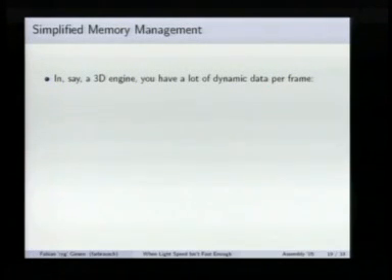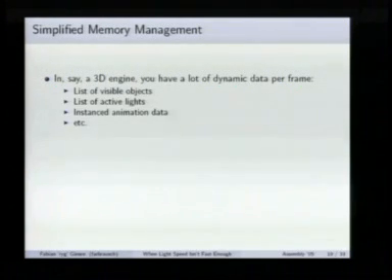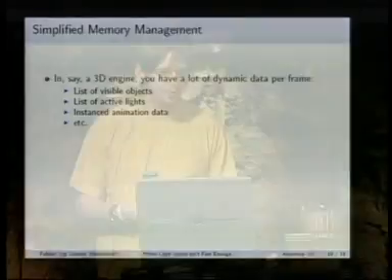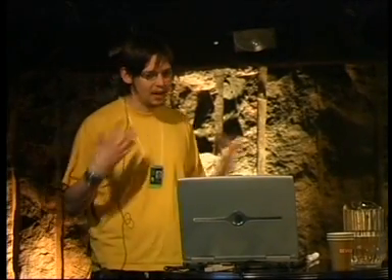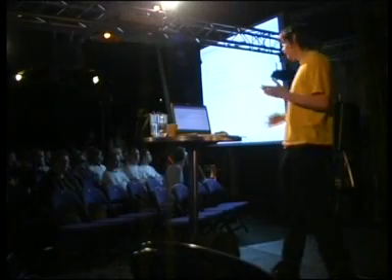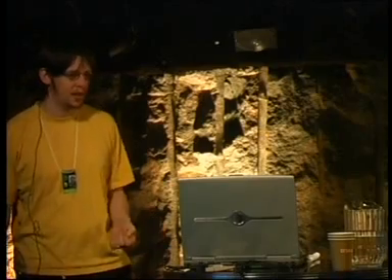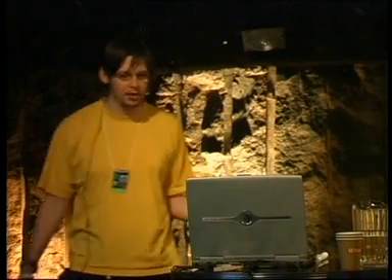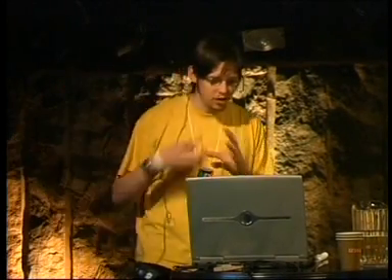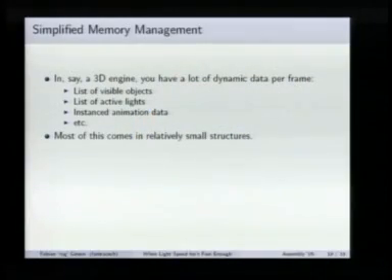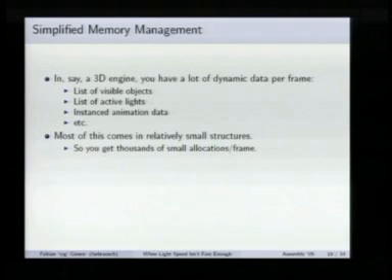In, say, a 3D engine, there's a lot of dynamic data you build up and throw away during the course of each frame. For example, stuff like the list of visible objects, the list of active lights, instance animation data, and all the management information relating to it. That's all stuff you build up during each frame and then throw away afterwards. Most of this is relatively small structures, say a few integers, maybe a pointer, maybe a transform matrix. So usually stuff in the range of, say, 32 to 80 bytes.